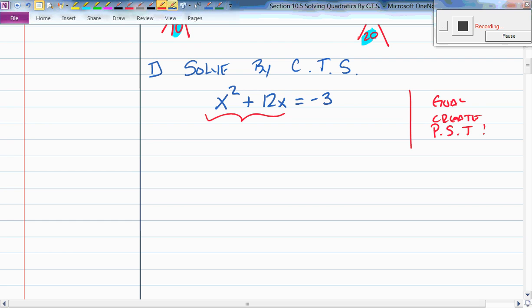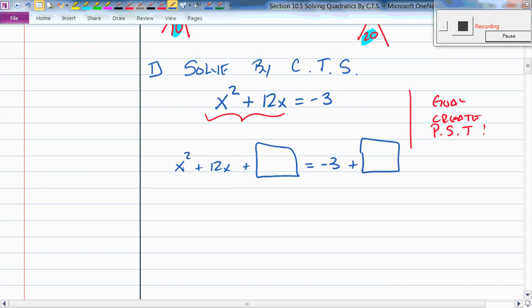I'm going to say x squared plus 12x plus, and I want you to put a box right here. I want you to leave a space for something. Has to equal negative 3 plus that same thing on the other side. Because after all, it's an equation. And when we're dealing with equations, we have to keep the equation balanced on both sides, right? Remember that rule? Whatever you do on one side, you also have to do on the other side in order to keep the equation balanced. Does that make sense?